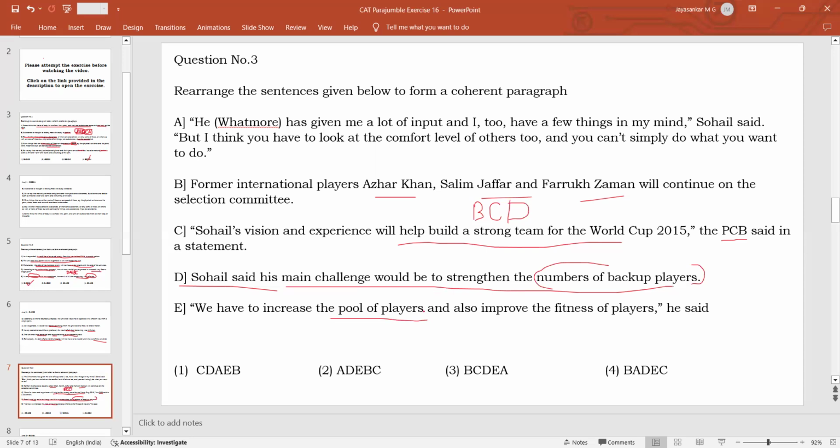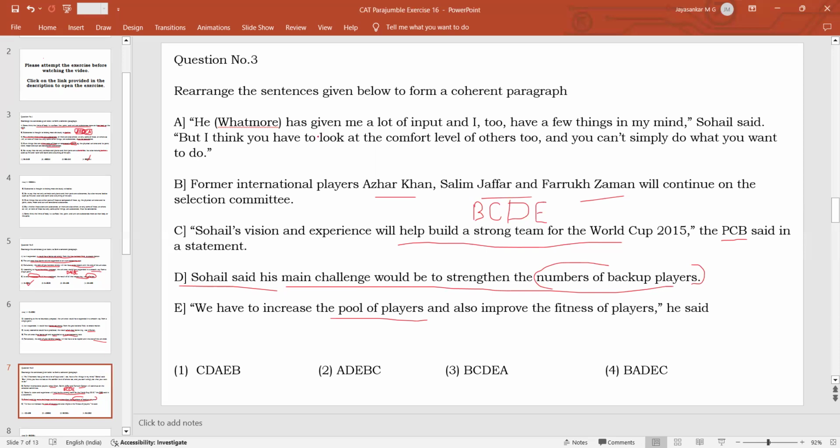The number of backup players means the pool of players, or increasing the number of players available for playing in the team. So here we have to increase the pool of players and also increase fitness. He is further elaborating whatever is stated in option B. So E will be the next statement, because it further elaborates what he has stated about his primary objective, his main priority, which is to improve the number of backup players. That is further elaborated here.